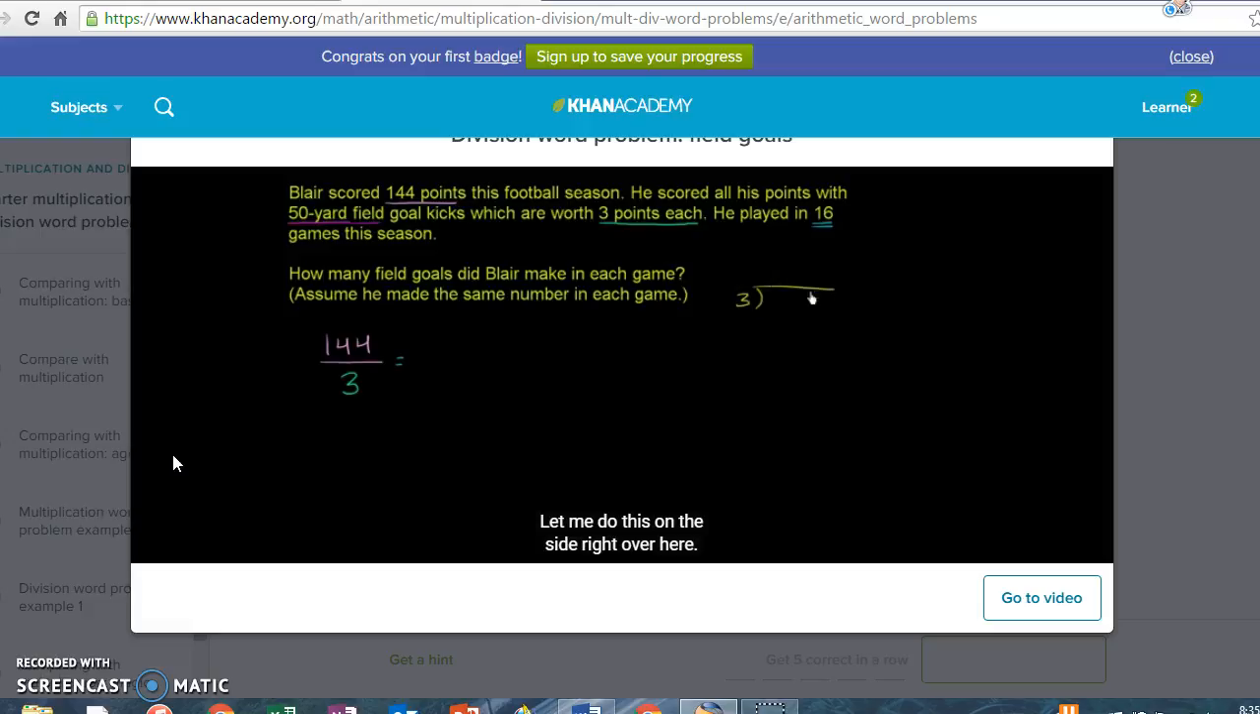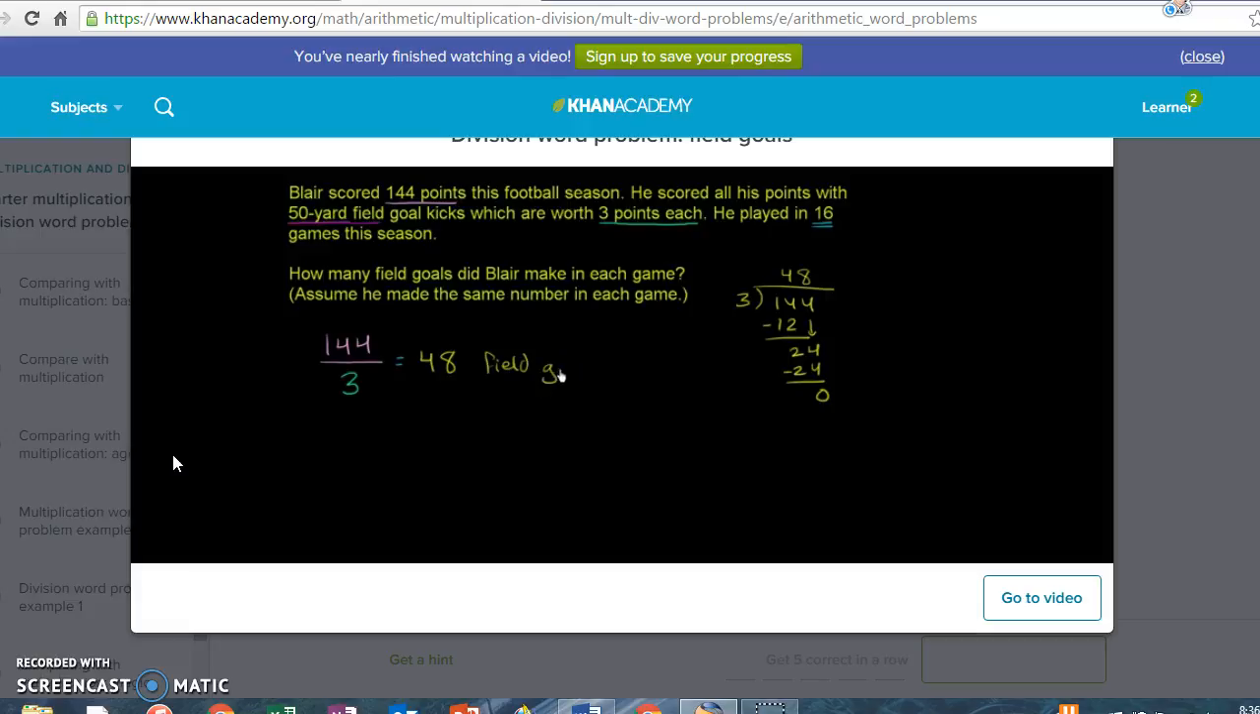Let me do this on the side right over here. 3 goes into 144. 3 doesn't go into 1, it goes into 14 4 times. 4 times 3 is 12. Subtract. 14 minus 12 is 2. Bring down a 4. 3 goes into 24 perfectly. It goes exactly 8 times. 8 times 3 is 24. We have no remainder. So 144 divided by 3 is equal to 48. So all season he has kicked 48 field goals.